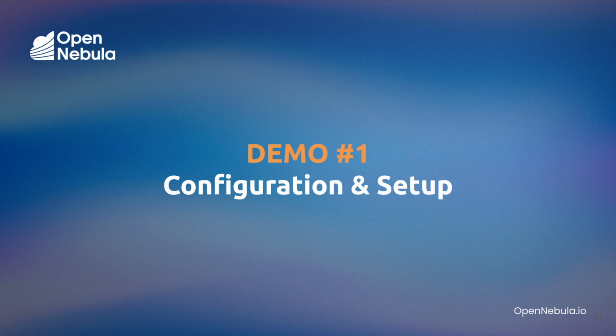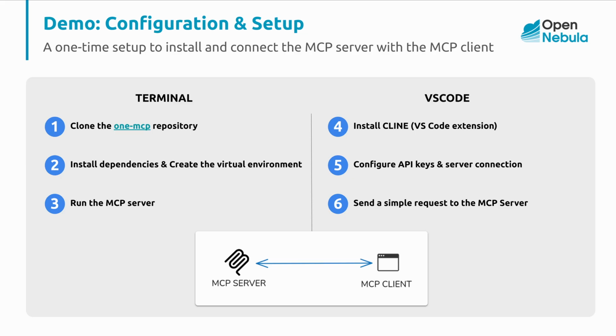Let's quickly walk through the one-time setup process. Our goal is to get the MCP server and the MCP client talking to each other. In the terminal, we'll set up the OpenNebula MCP server. This is a quick three-step process. We're going to clone the repository, install its dependencies, and then run it.